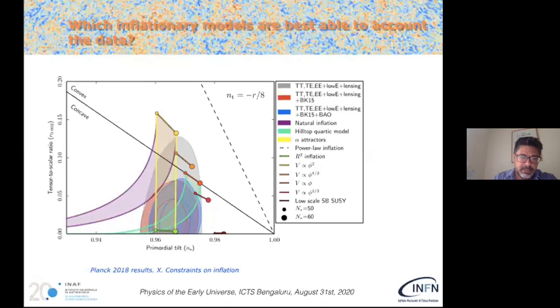You can see that the red contours, the 95% confidence level red contours, are entirely in the region of the concave potential. And at some point, there could be a strong preference for these models. And in blue, the contours are obtained with the further addition of a baryonic acoustic oscillation compilation of data, which shows how n_s is just shifted a bit to the right, to higher values, but the uncertainties are approximately the same.